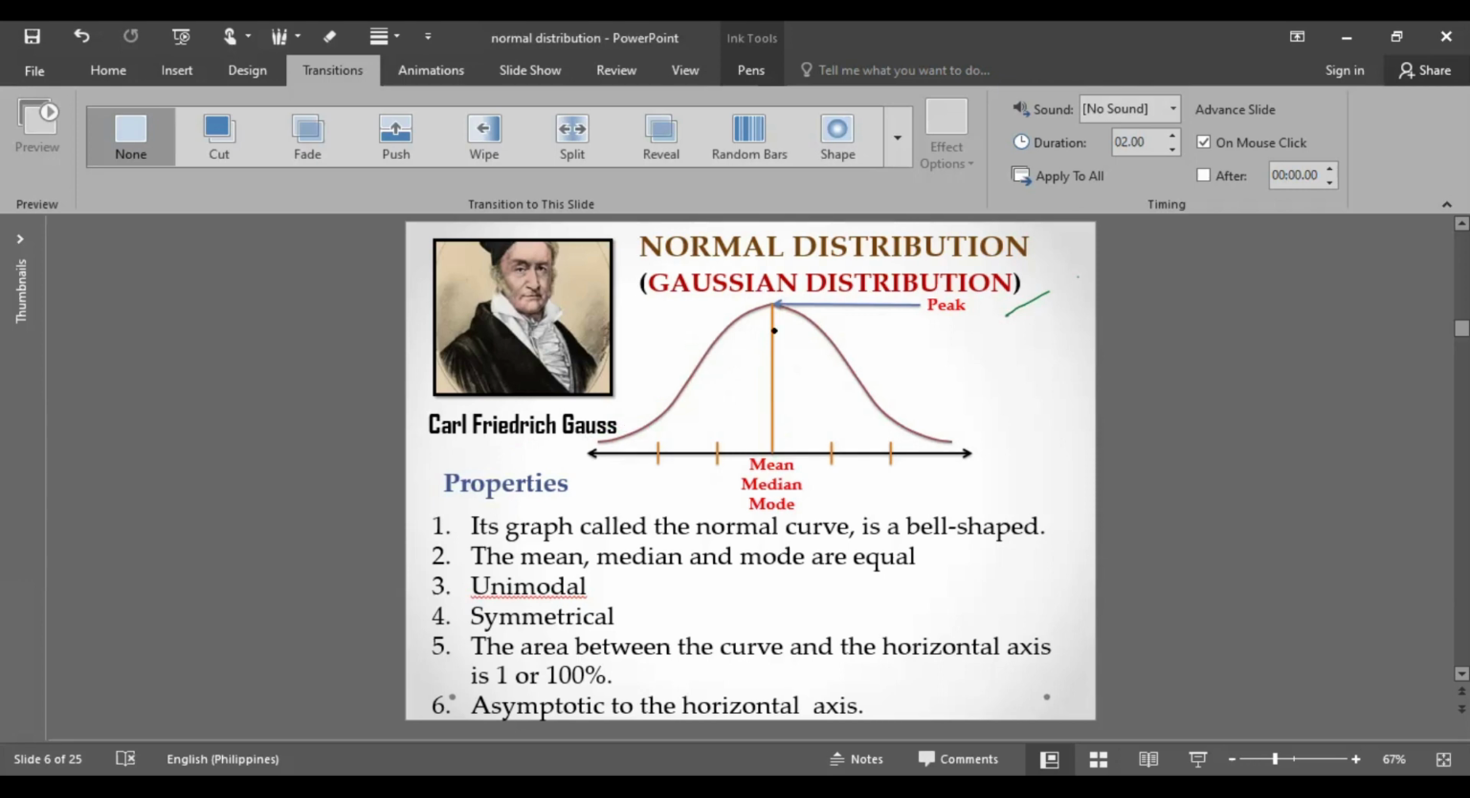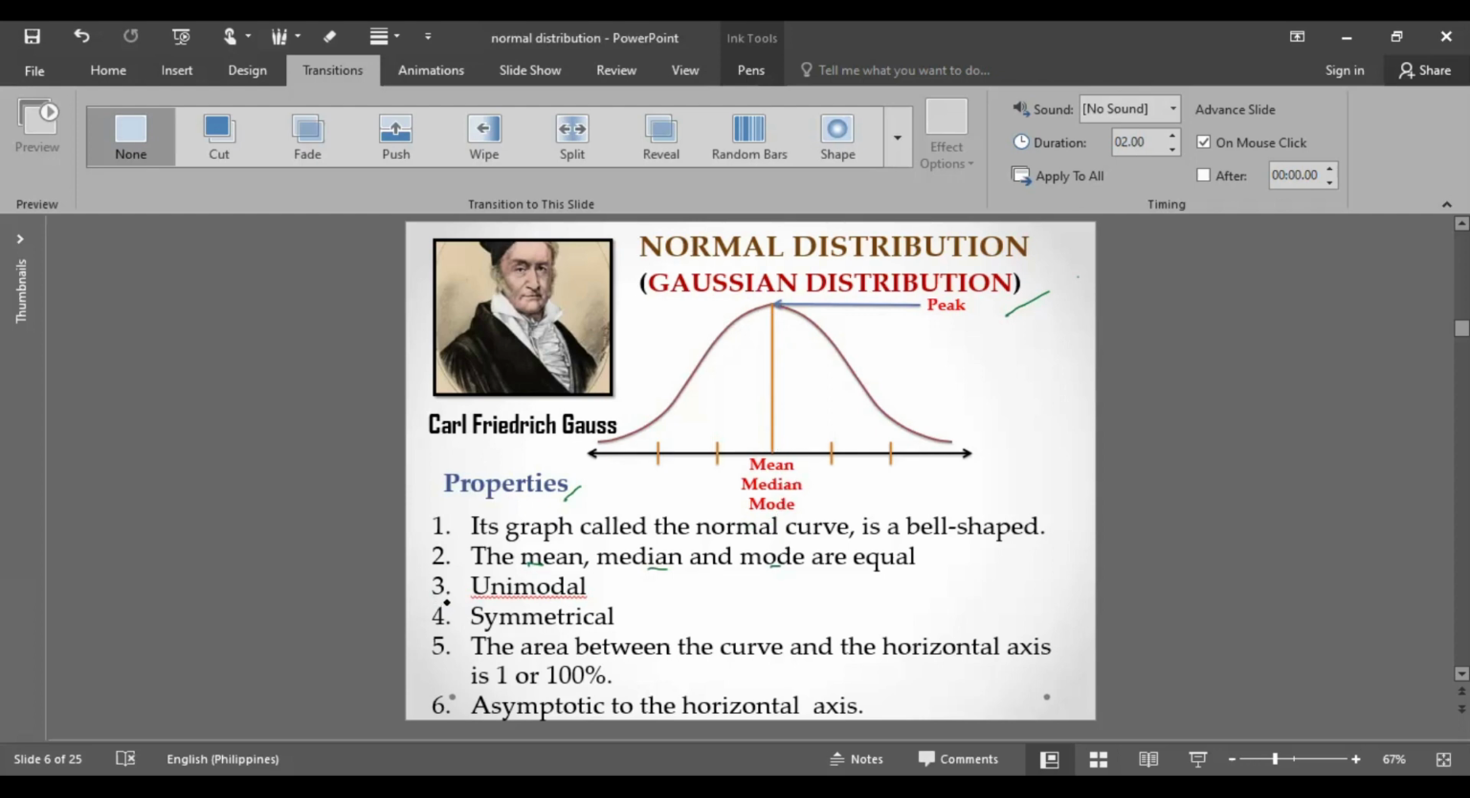Now, what is a normal distribution? Let's have its properties. Number 1, its graph, called the normal curve, is a bell shape. If you can notice here, it's a bell shape. Number 2, the mean, median, and mode are all equal. They are the indicators for the average. Kung ano daw yung mean, yun din yung value ng median, yun din yung value ng mode.